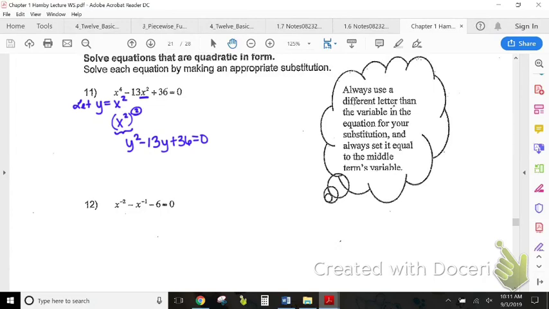How can I solve for y here? Now I could factor, I could use the quadratic formula, you can do completing the square, but this one is factorable. Simple trinomial. So we know it's y times y. My last numbers, remember, have to multiply to 36 and add to 13, which are 9 and 4, and they're both negative.